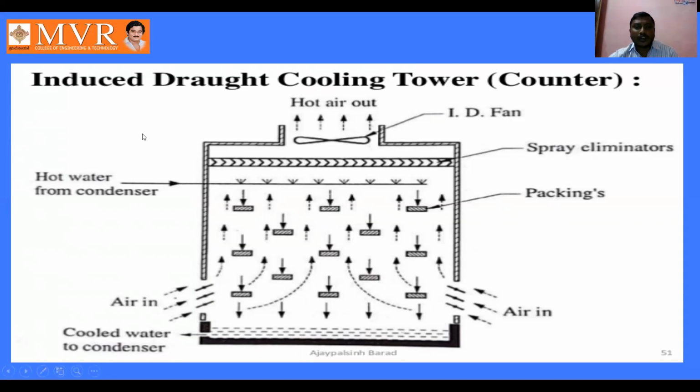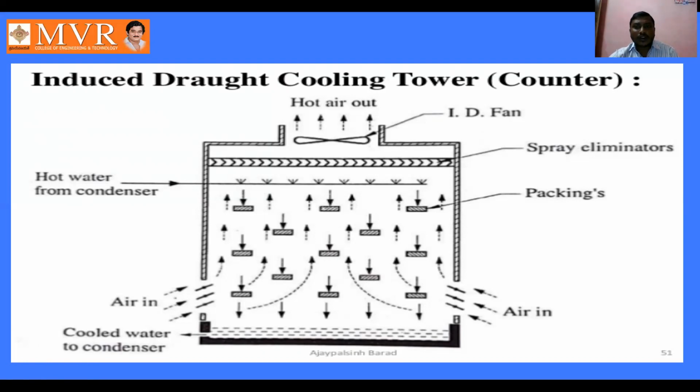of the cooling tower. See here, the procedure is the same: hot water is coming from the condenser and it enters into the cooling tower. When the hot water from the condenser enters into this cooling tower, the hot water is sprinkled onto the cooling tower. And the air which is entering the cooling tower, due to the convection process, heat exchange takes place here.